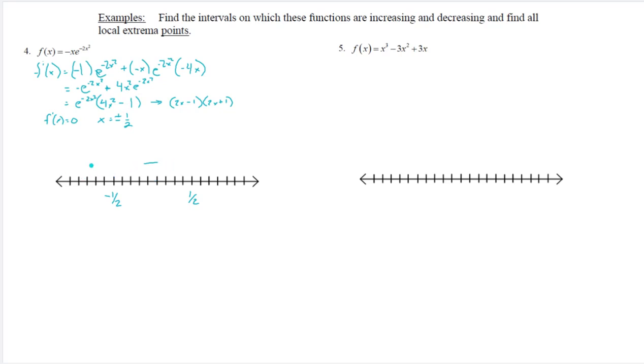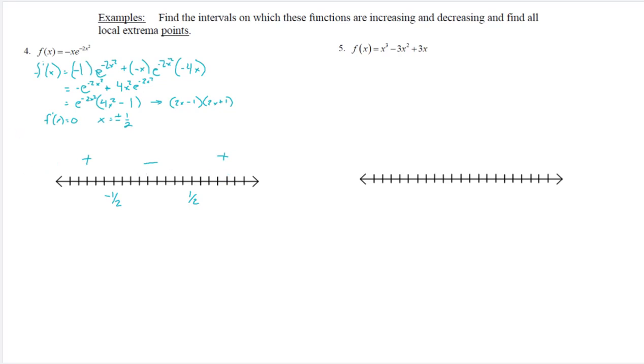If we were to plug in negative 1, negative 1 squared becomes 1. 4 times 1 is 4. 4 minus 1 is positive. And so this is going to end up giving us a positive. And we can also follow the same steps so that a positive 1 is going to give us a positive number as well.